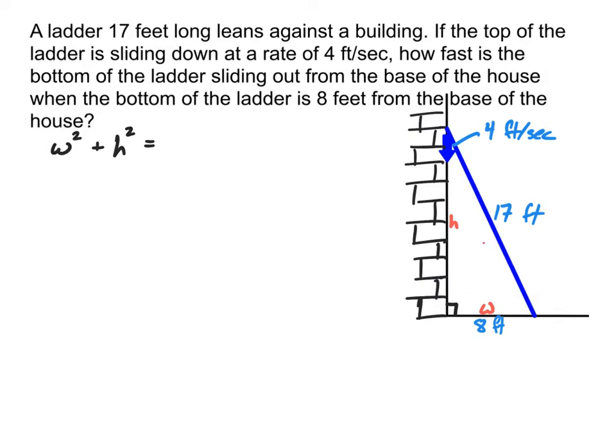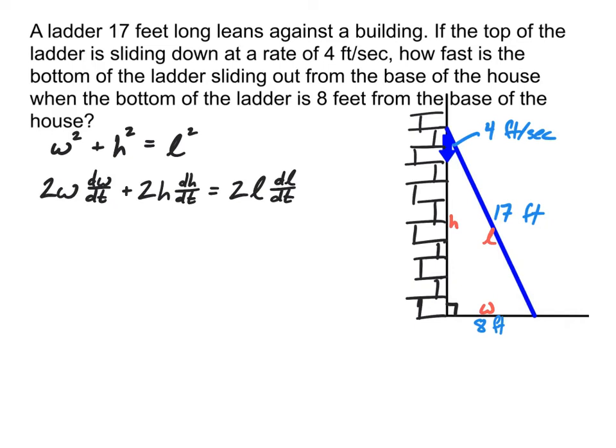But I do like to not have to worry about that stuff as I go, so I am going to give it a variable name. I'm going to call it L for the length of the ladder. So I'm going to say it equals L squared. And now that I'm here, I can go ahead and figure out what the derivative is with respect to time.